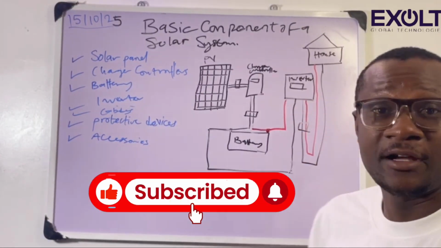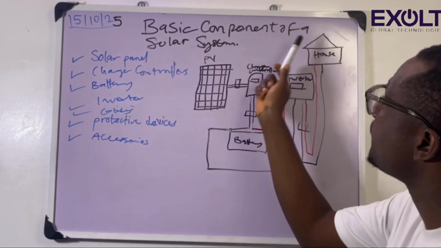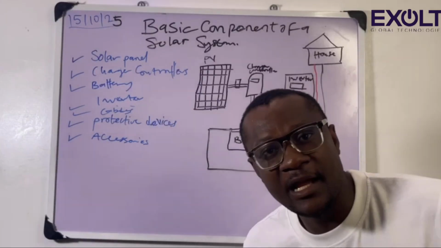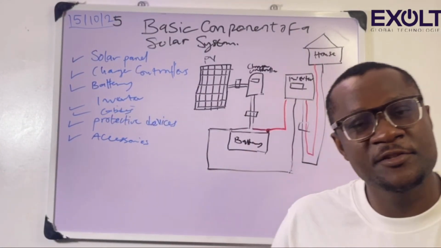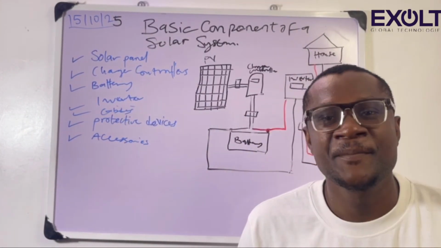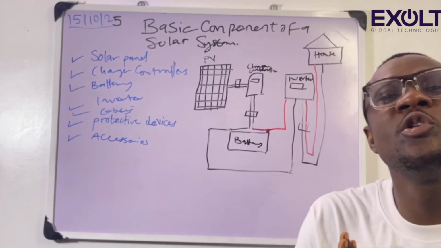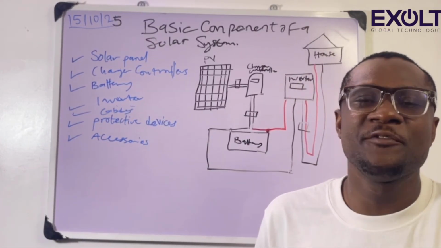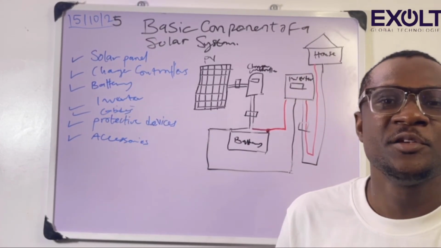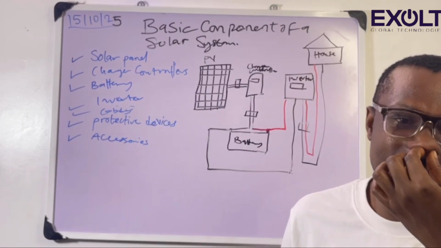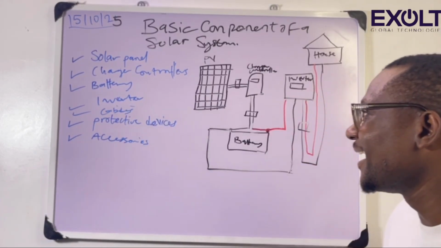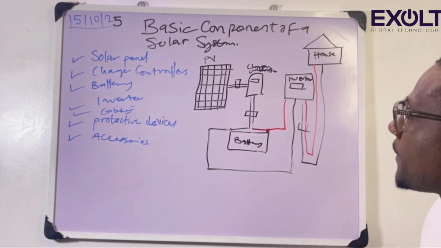Okay guys, let's talk about the basic components of a solar system. Now, if you want to install a solar system professionally, there are some components that you don't need to miss out. And if you miss out these components, you don't have a solar system, it's a bomb you are building. Okay, are you getting? So let's see them one after the other.